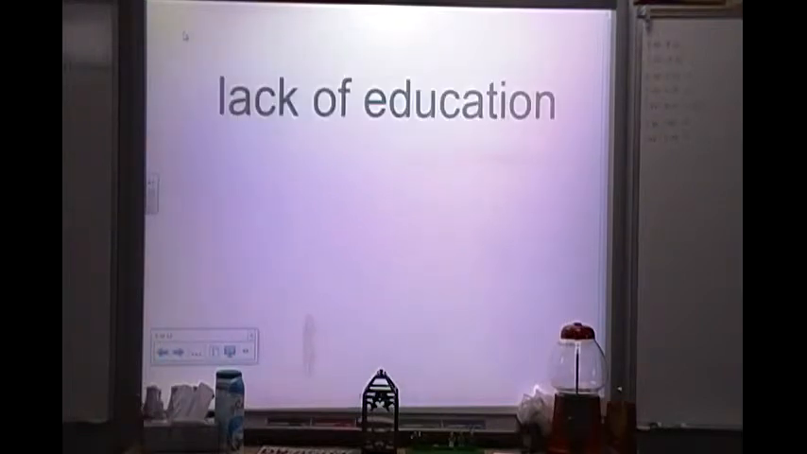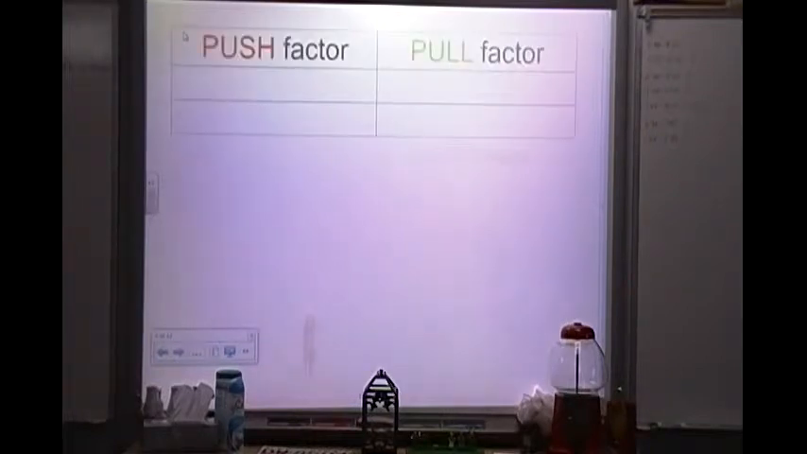Raise your hand. Let's look at that first word real fast. Lack. That sounds bad. But lack of what? Lack of education? It's bad. Push factor. It's a push. So in your push side, put lack of education. For 95% of human beings, lack of education is bad. Don't think it's good. Homework, don't you? Yeah, lack of education.